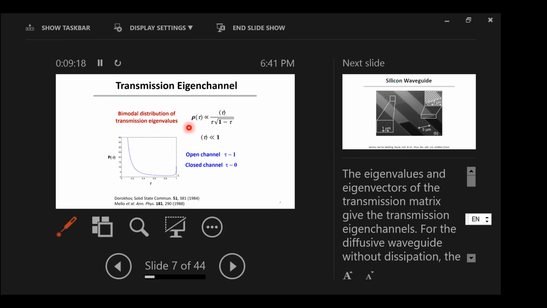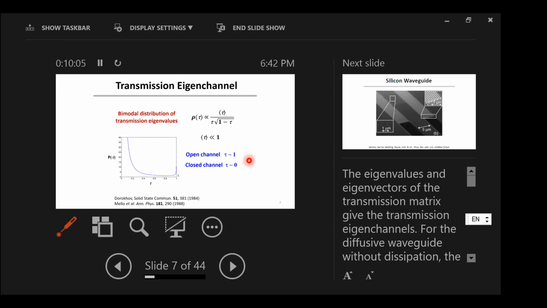The eigenvalue distribution in a diffusive waveguide without absorption has been known for many years. It satisfies this kind of bimodal distribution, because the transmission eigenvalue tau can only be between 0 and 1. You see that most eigenchannels have transmittance close to 0, so we call them closed channels. But we see a small peak here at tau equal to 1, which corresponds to 100% transmission. That means for those channels, if we can couple light into them, they will give us 100% transmission, and we call them open channels.